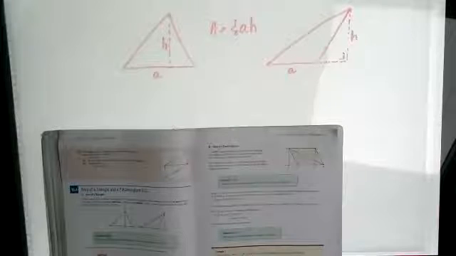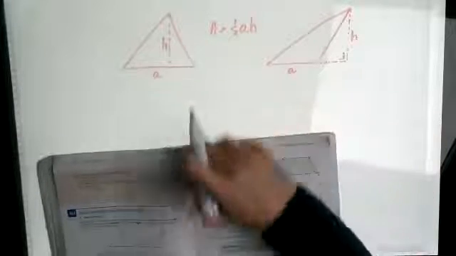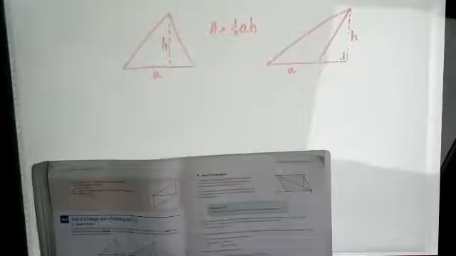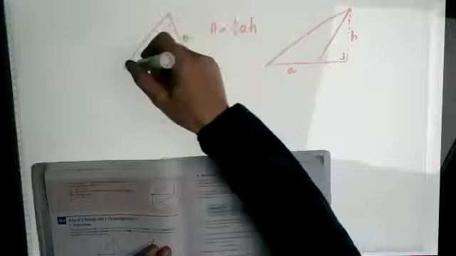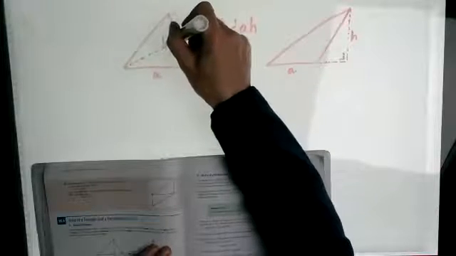Now consider the triangle using my marker differently. We choose a different base, A, and then this is the perpendicular height.